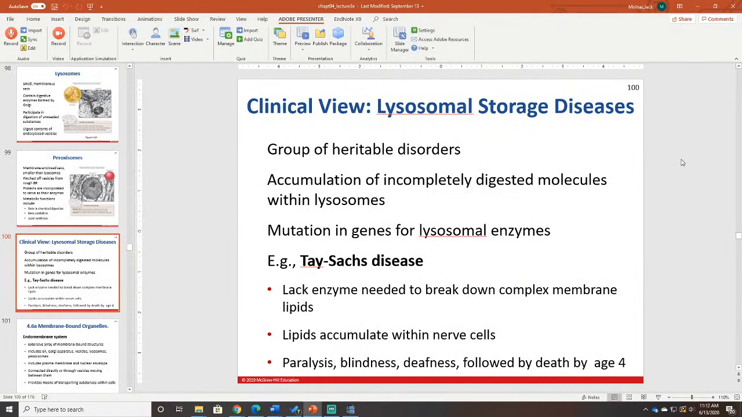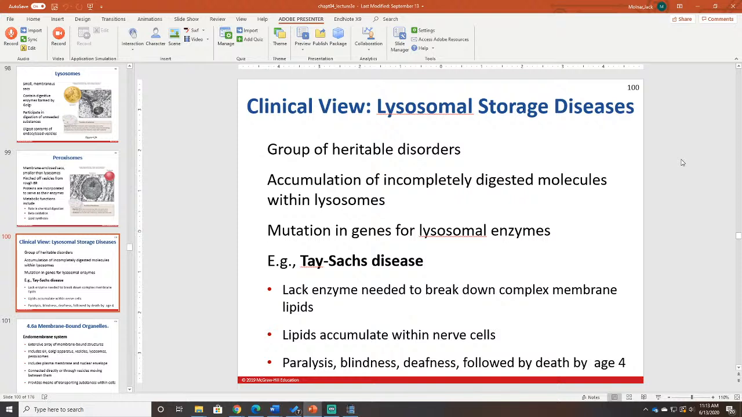All right, so clinical view. If you have a lysosomal storage disease, this is a group of heritable disorders, meaning it's inherited, and it results in the accumulation of incompletely digested molecules inside of the lysosomes. Again, the job of the lysosome is to break down and digest things like old proteins and all that. If you had a disorder of the lysosomes which prevented that, these waste products would accumulate. And it results from a mutation in genes for the lysosomal enzymes, the enzymes of the lysosome.